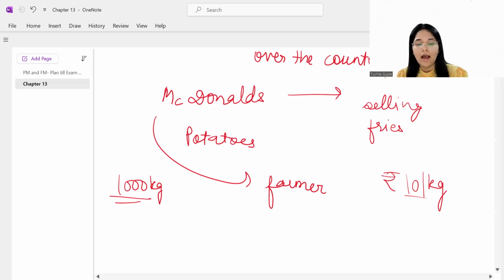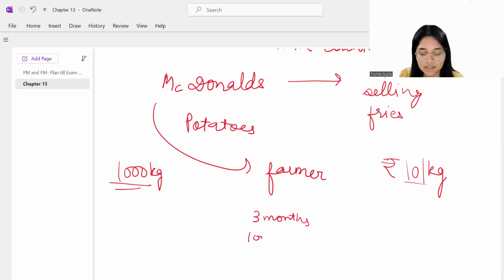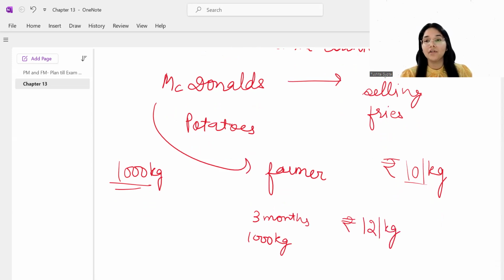Now what do I do? I go to a farmer and say, hey, listen, 3 months from now, I want to buy 1000 kg of potatoes from you at a price of, let's suppose, 12 rupees per kg. Maybe you are expecting that the price will go up to, let's suppose, 15 or 17 per kg. Now you are entering into a lock-in agreement with this farmer that after 3 months from now, I'm going to buy 1000 kgs from you at this rate.